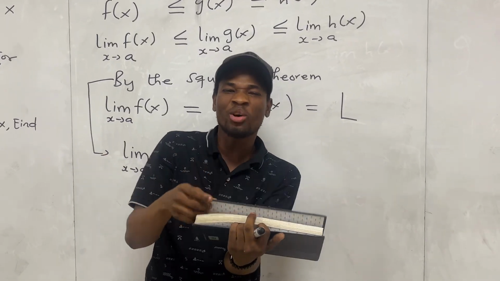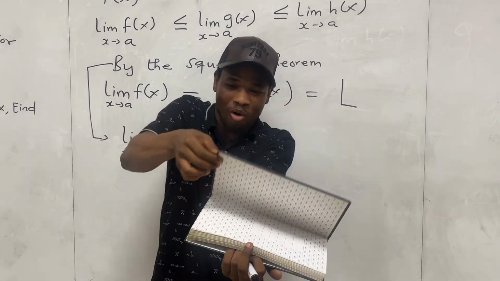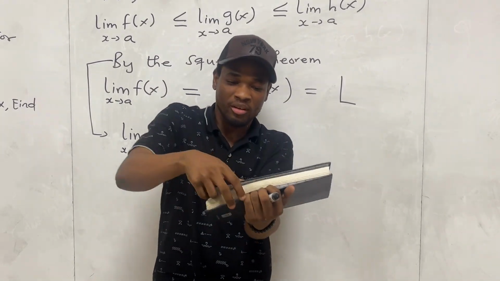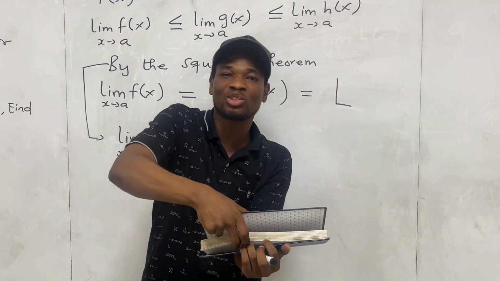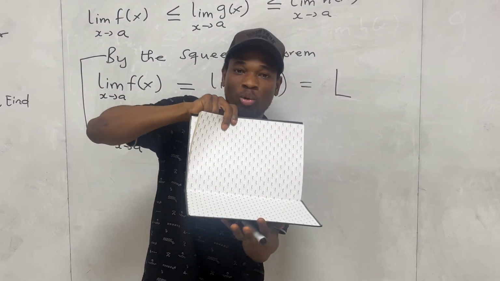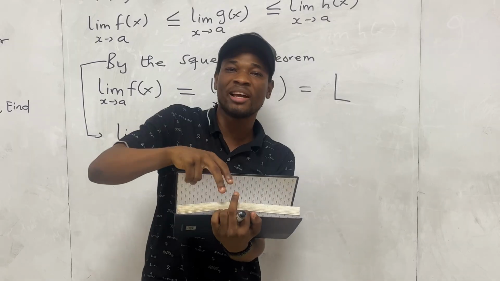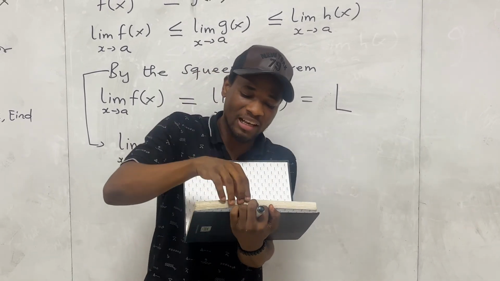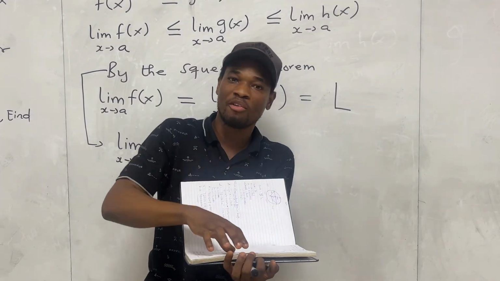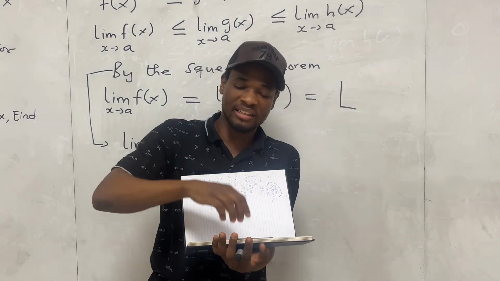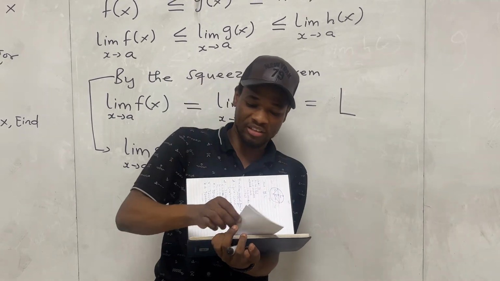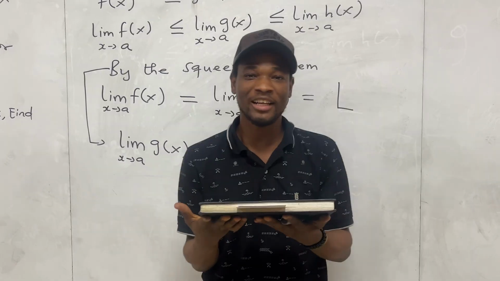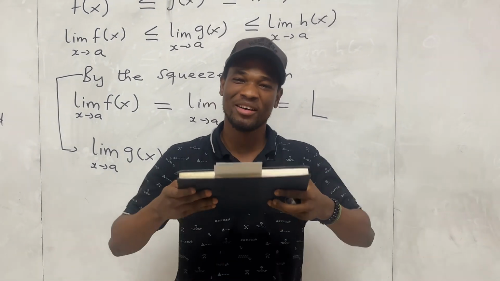Now, when you evaluate the limit of the top function, and we also evaluate the limit of the bottom function, the answer you get, let's say it's called L. So that L is equal to the limit of the middle function. So in this case, this is our middle function. There it is. So this is simply the squeeze theorem.